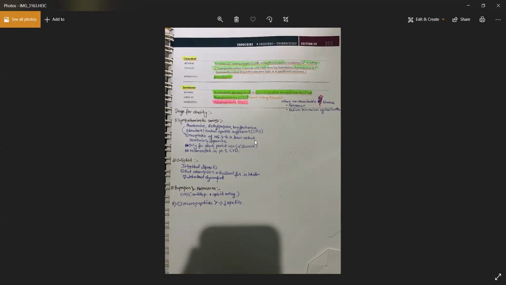Is that okay? Yes, okay. So with these facts, your endocrine is completed now. From tomorrow we will study the GIT. And we will wind up here for today.